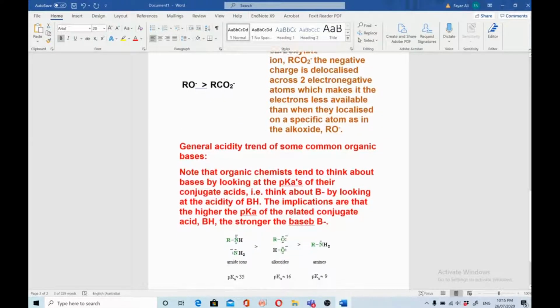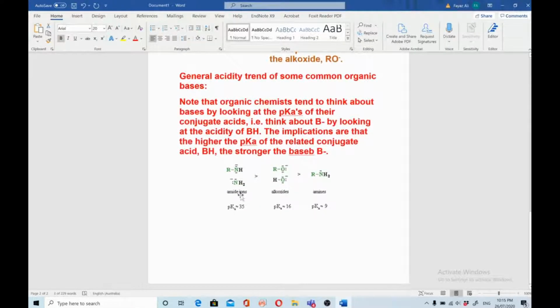The last point is which of these are more basic. For pKa, a higher pKa means more basicity and a lower pKa means less basicity. Hydroxide and alkoxide have a pKa of 16, NH2 negative has a pKa of 9, and NH negative has a pKa of 35. So the higher the pKa, the higher the basicity. It's the inverse of the acidity concept.